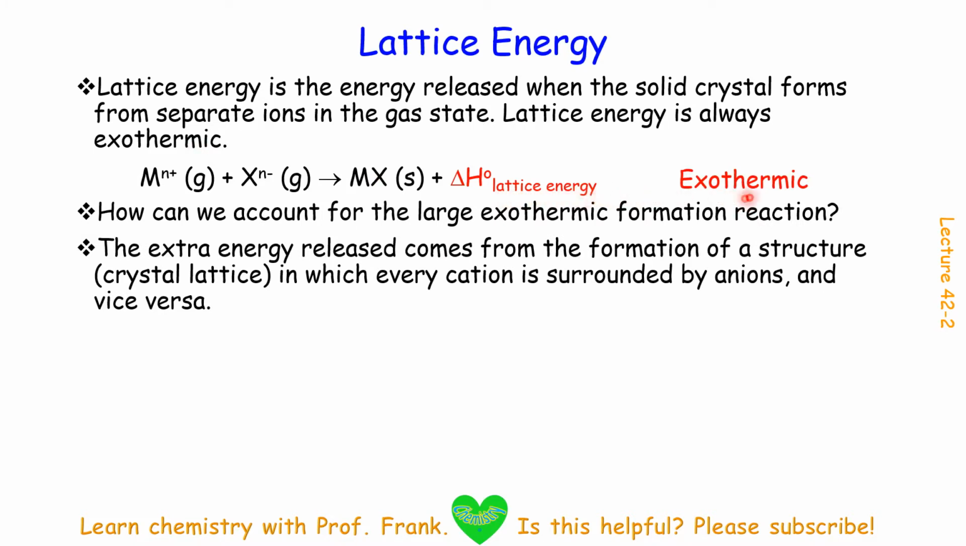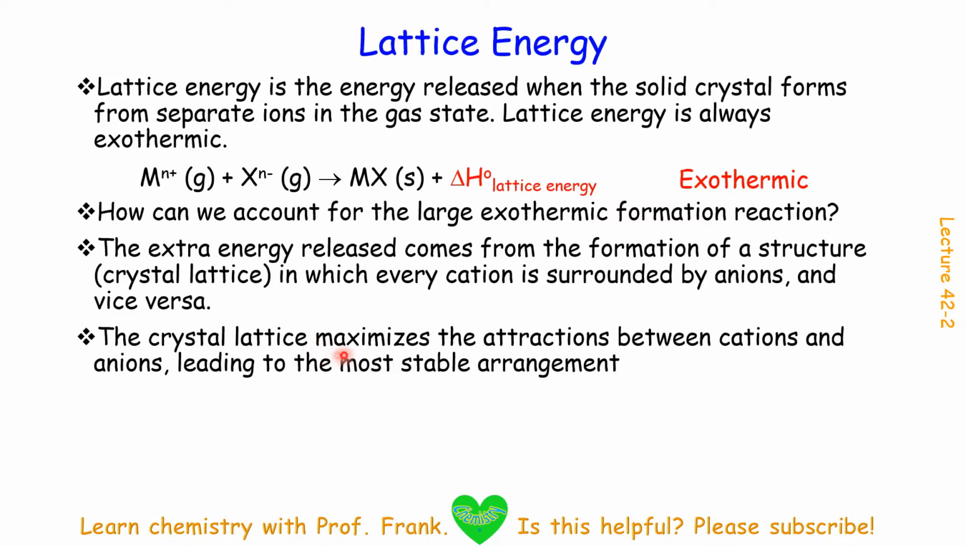The lattice energy released comes from the formation of the crystal lattice. In this specific structure, every cation is surrounded by anions and vice versa, as I just pointed out in the previous slide. The crystal lattice maximizes the attraction between cations and anions, and this leads to the most stable arrangement.